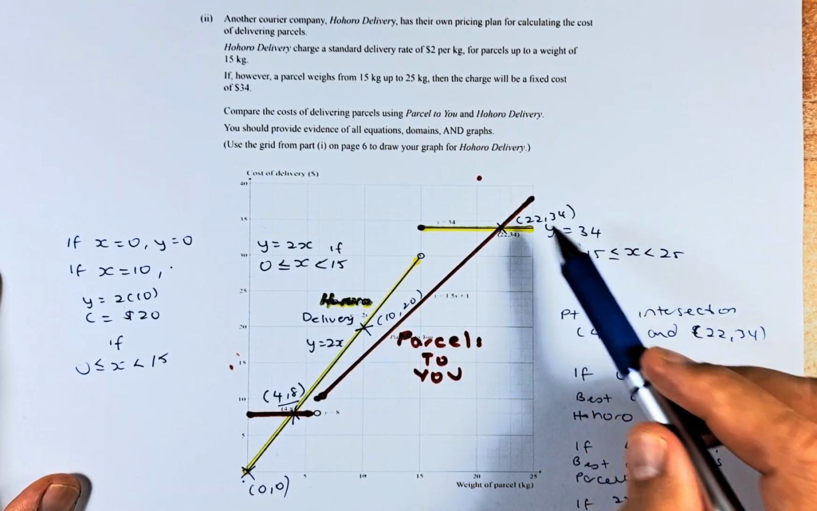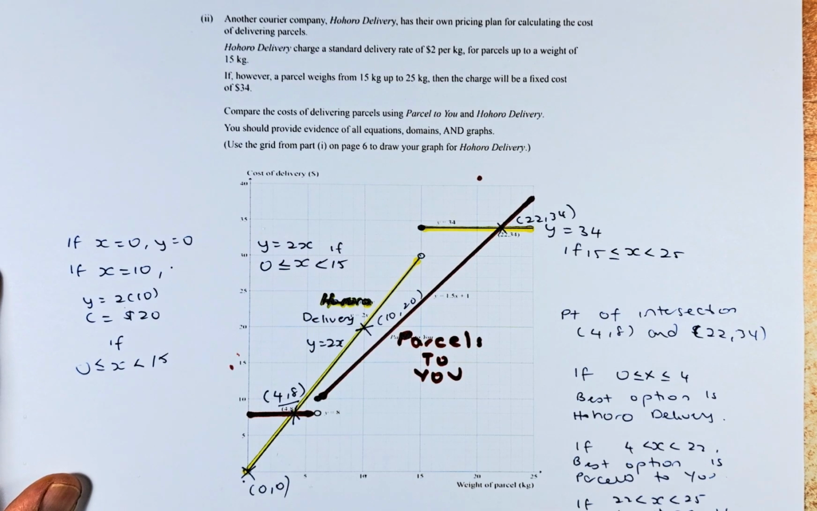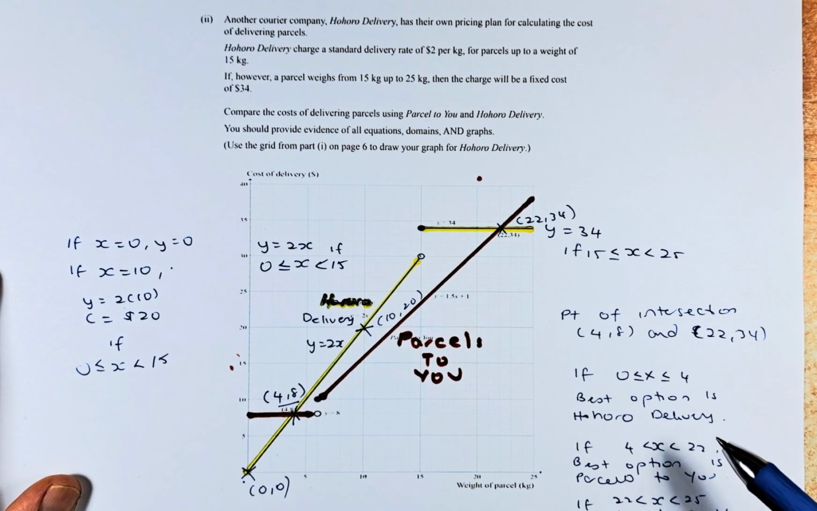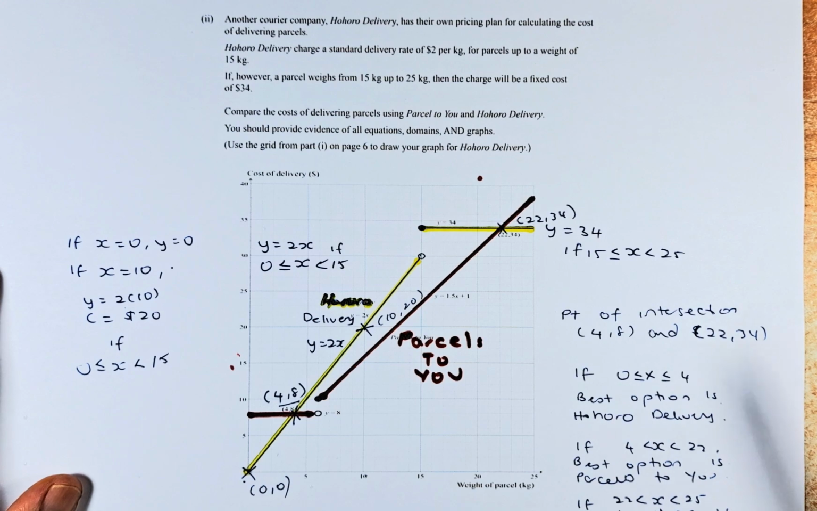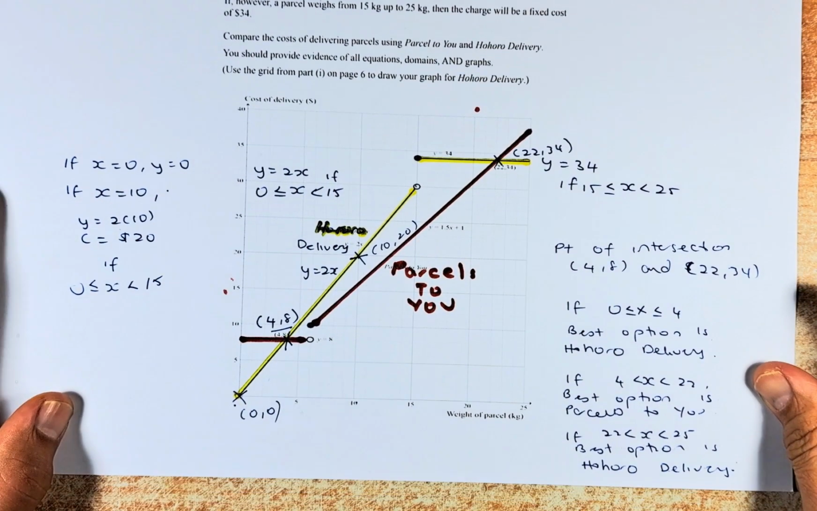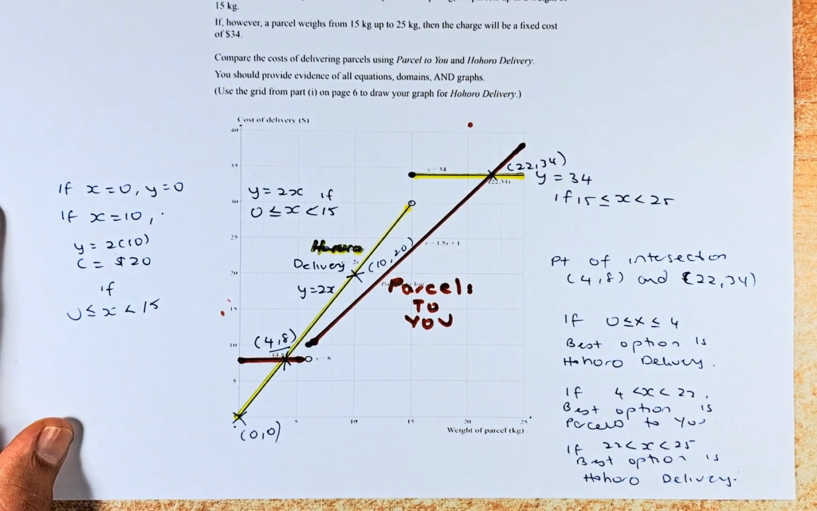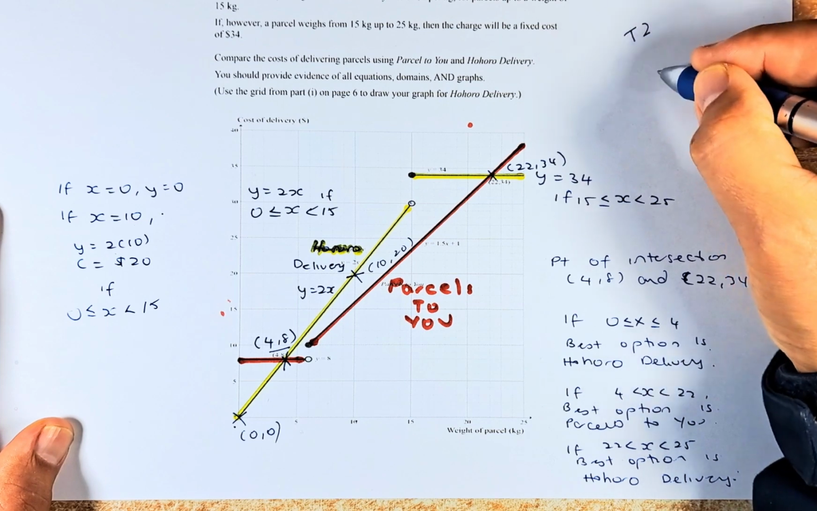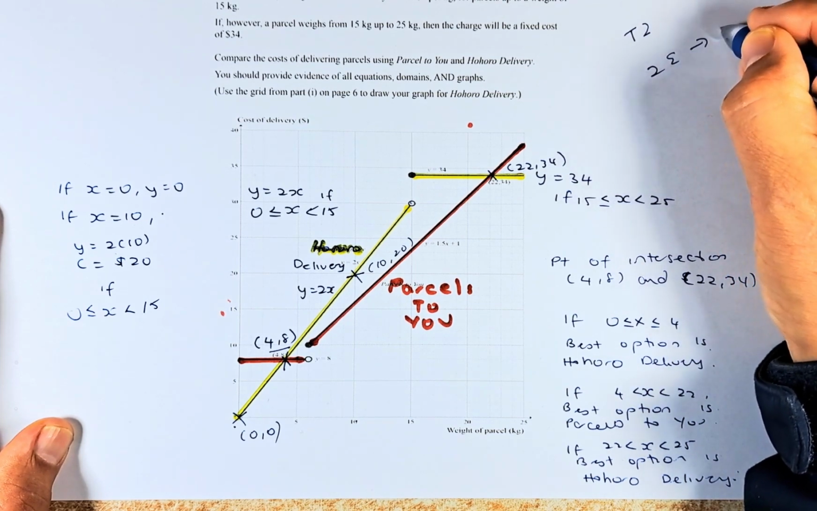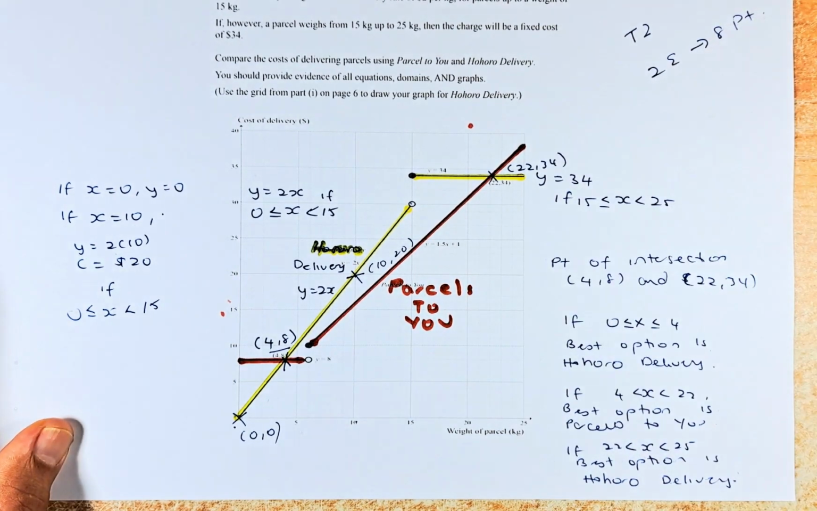So we are going to use Hohoro from 0 to 4, from 4 to 22 you use Parcels to You, and then from 22 to 25 you use Hohoro again. If you can answer all of this, you will not get just 1 excellence, you get 2 excellence, which means you get 8 points in this question. Have a go at it.